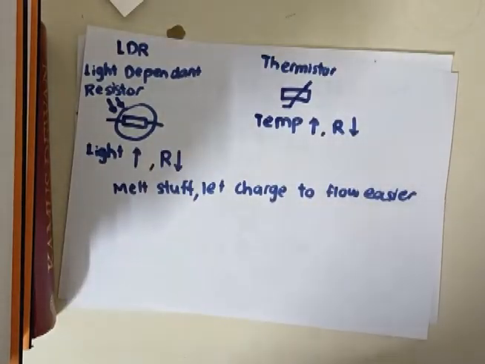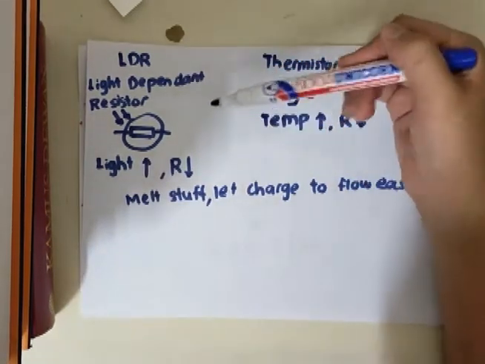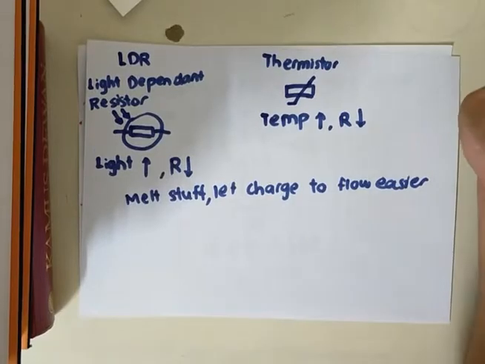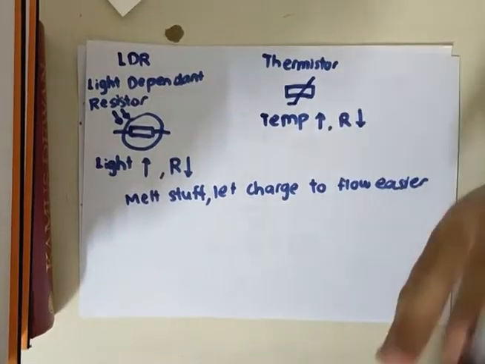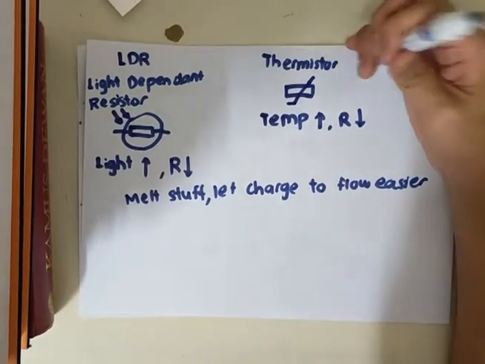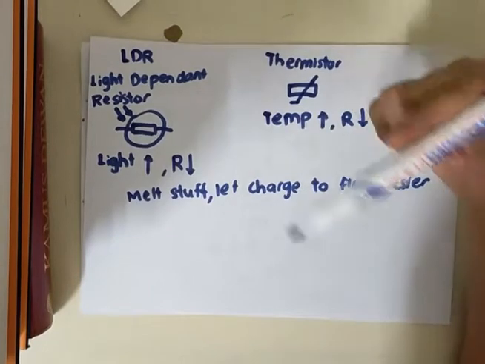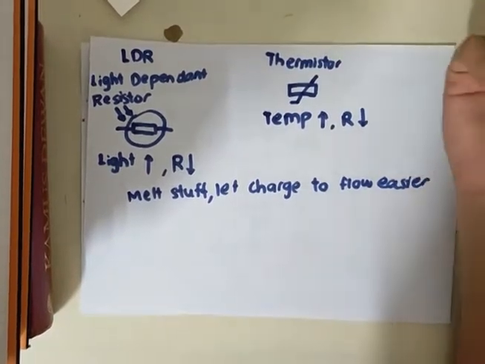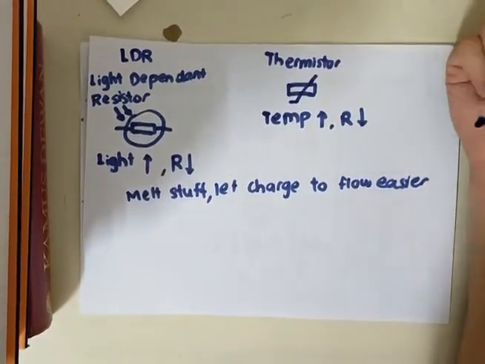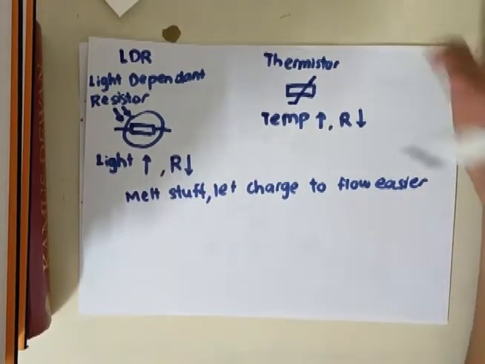There are some questions asking about how fire alarms work and stuff. LDR is short for light dependent resistor. A thermistor is a resistor that is affected by heat. For a light dependent resistor, remember, when light increases, your resistance decreases. Same goes for thermistor: temperature increases, resistance decreases. It's kind of the opposite of what we just learned.